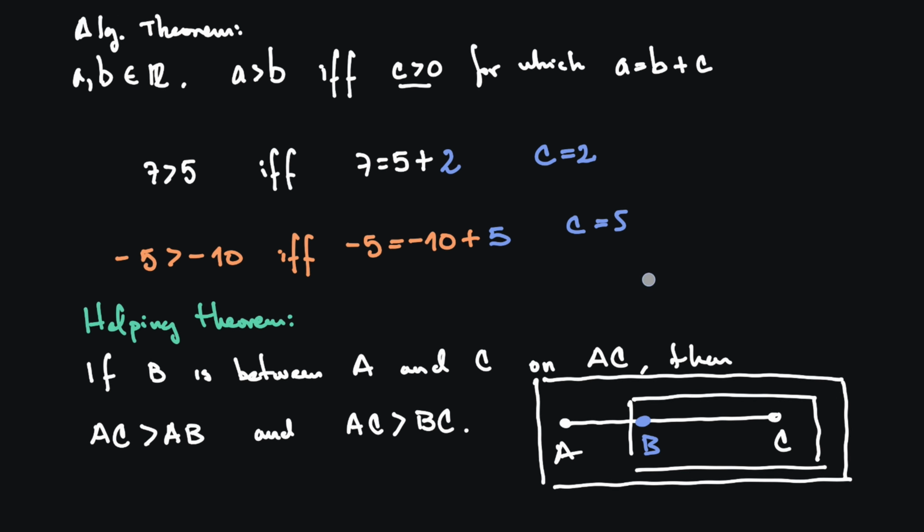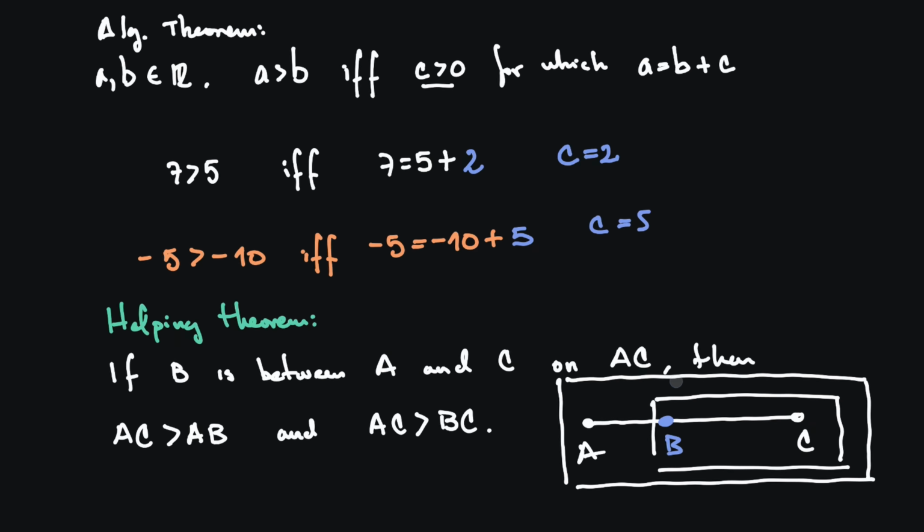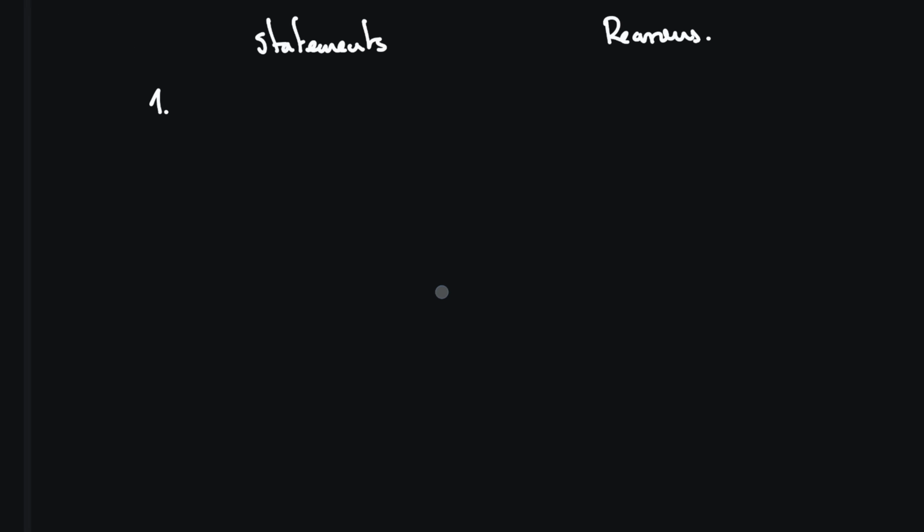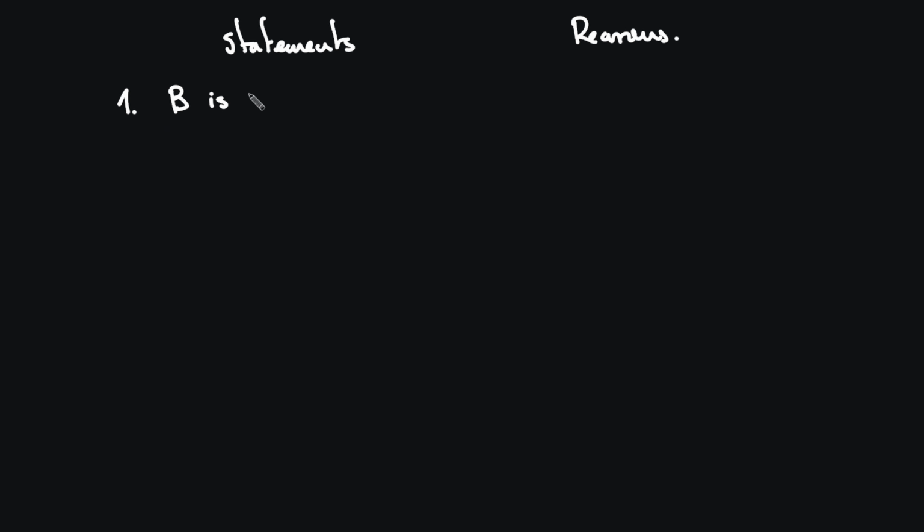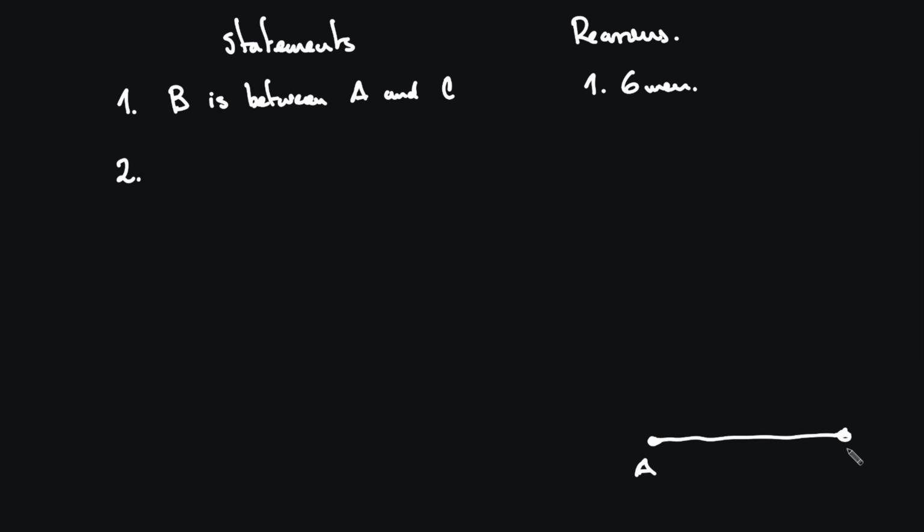Let's try to prove this theorem. To prove it, we have our statements and we have our reasons. Our given is that B is between A and C. Let's do the figure here, to help us understand what's happening. We have A, we have C, and we have B right here, in between, not necessarily in the middle.